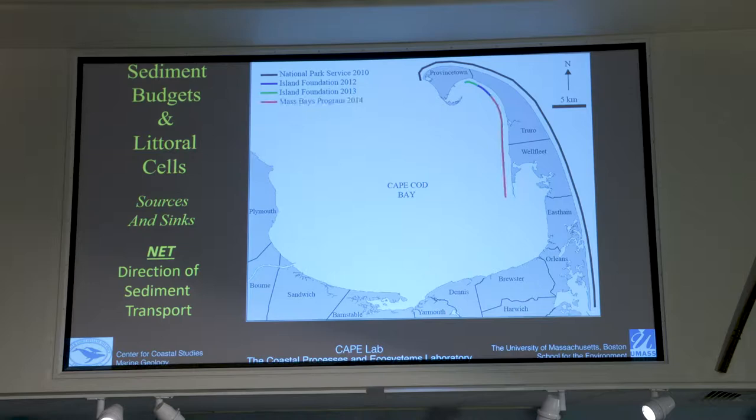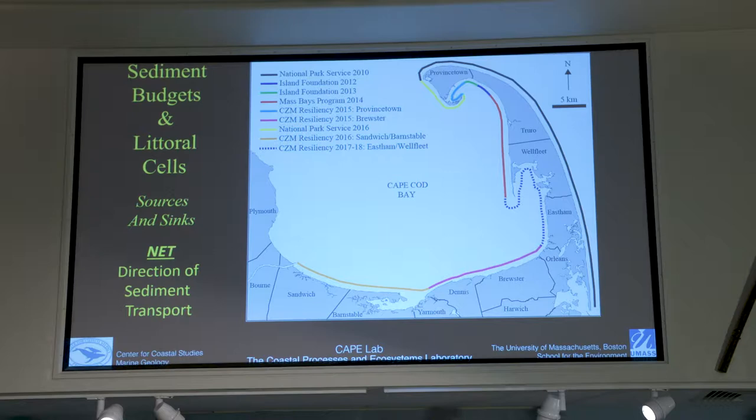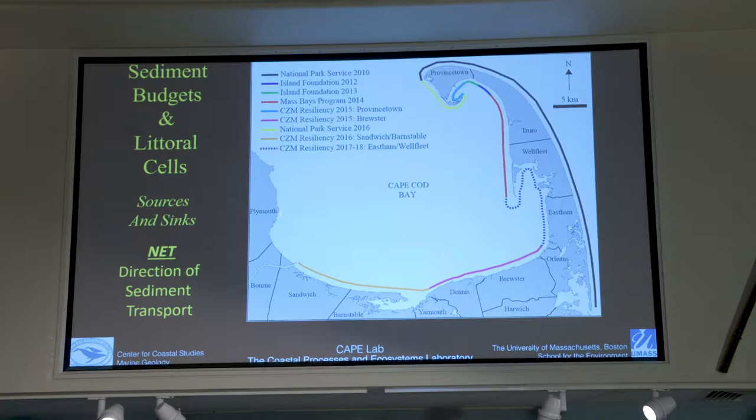Again, we've been plugging away in Cape Cod Bay for a while now. We're getting grants to do this work from different entities, and we've done the sediment budget for pretty much the entire Cape Cod Bay. We need to do this one little section left, but we've been doing this for quite a while. Okay, how do we do it?